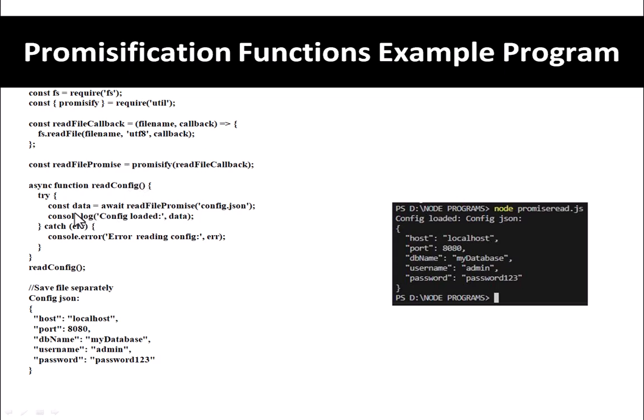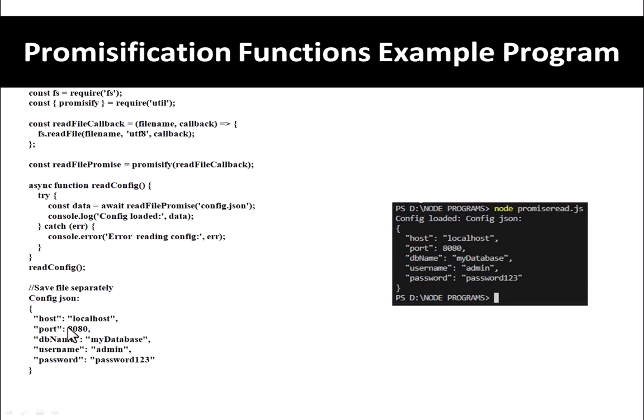Next, whenever you run the program, here we have given a try. Within the try, we are reading the file by using a file promise, readFilePromise. By using that, we read the callback, and whatever the callback data is will be written. Now in the read config function we have a try block, which keeps the code that may produce an error. Here we have used await readFilePromise config.json, then console.log, which will show config loaded and the data.